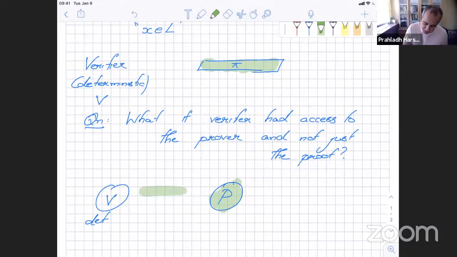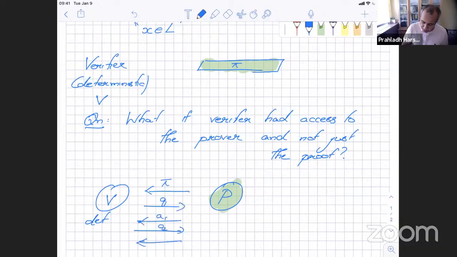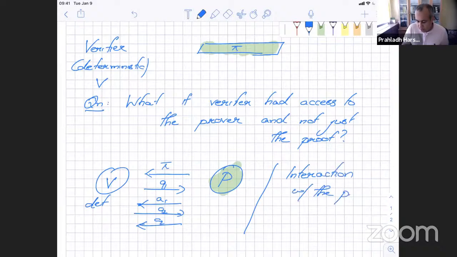So I'm going to ask you a question. Previously there was just pi, the proof, being given to you. But now you can ask questions. You can ask question 1, the prover gives answer 1, you ask question 2, get answer 2, and so on. So you can have an interaction with the prover. We'll have to formally define what an interaction means, but let's do things very informally for now and see if we can actually do something with it. Does it actually help to have this interaction with the prover?